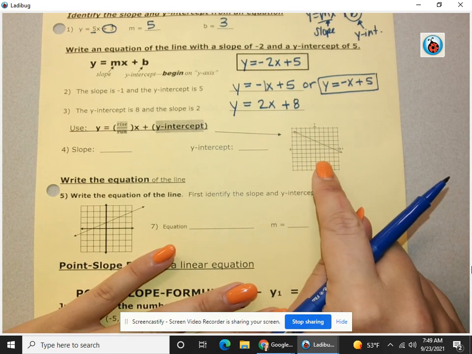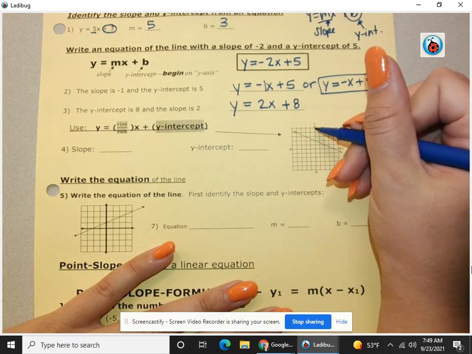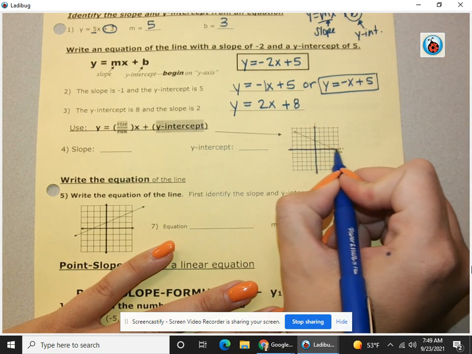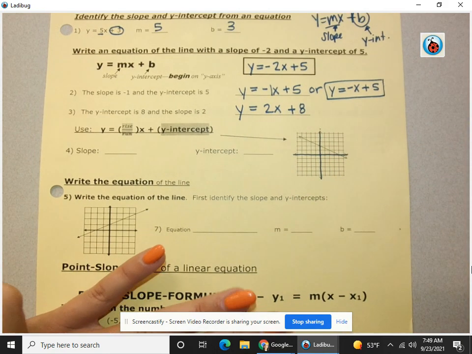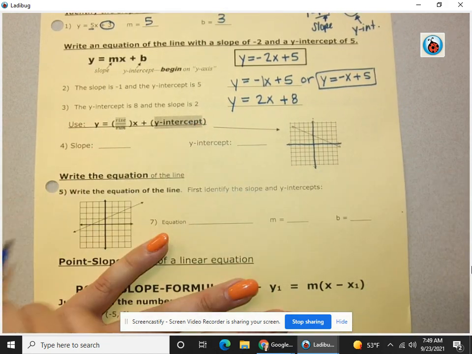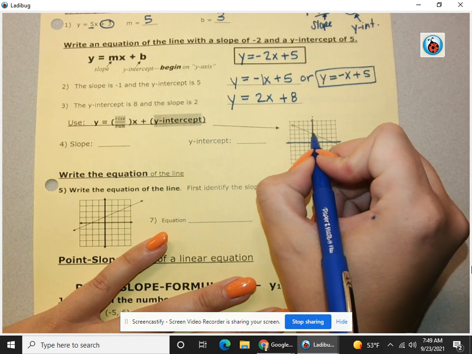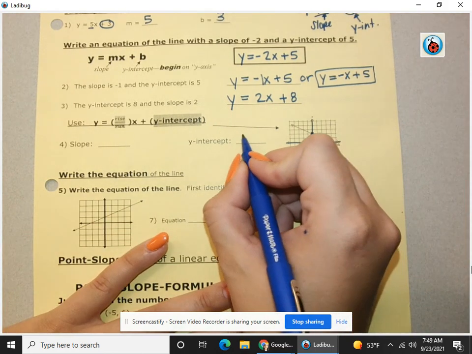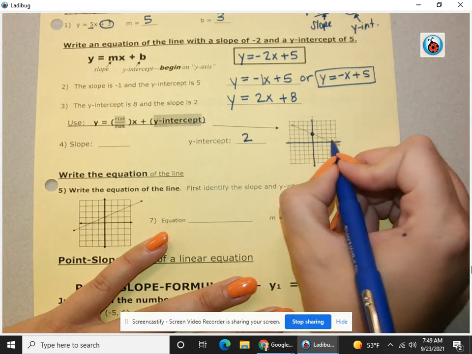Now, sometimes you'll have a graph, okay? So if you'll notice, this is my y-axis, this is my x-axis. Okay, they're kind of faint there. So we have to use rise over run and then find my y-intercept. My y-intercept is right there at 1, 2. I need to find another point.